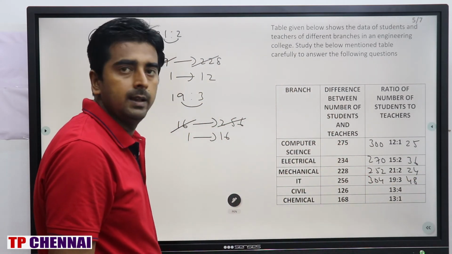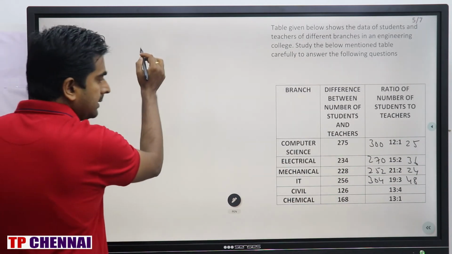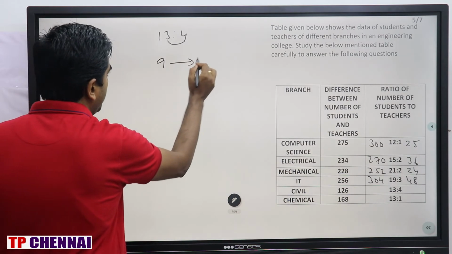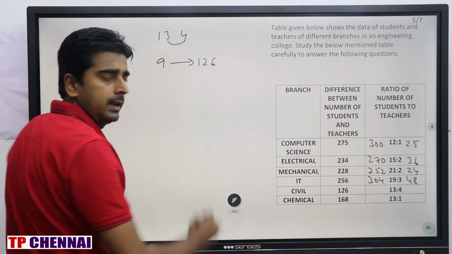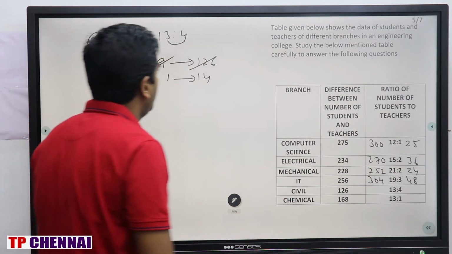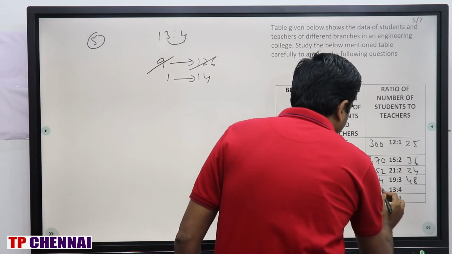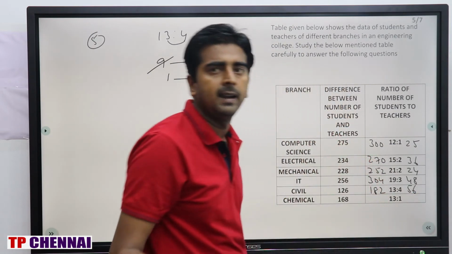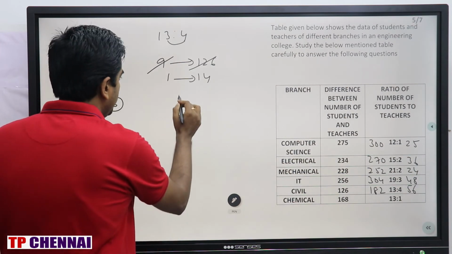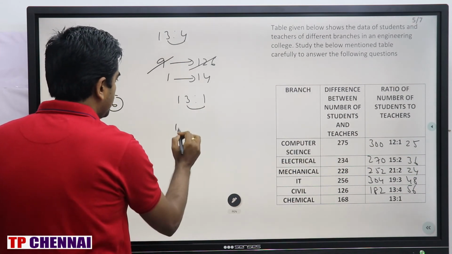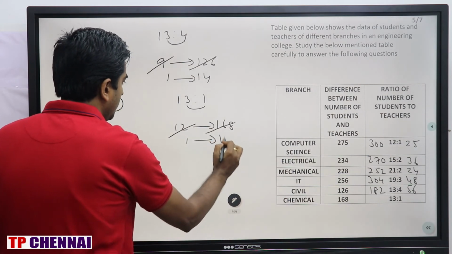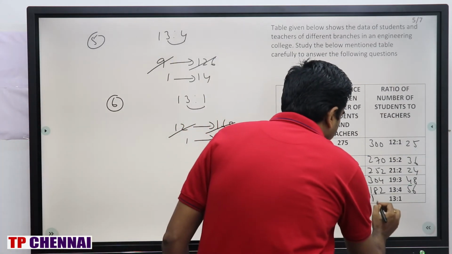Right? Now we see civil. Civil, what is the ratio? 13:4. Difference is 9. 9 parts is 126. Right? So 1 part is 14. So this is 13 into 14, 182 and 56. Right? All are mind calculation. Then last one, chemical. Ratio is 13:1. Difference is 12. 12 parts is 168. 1 part is 14. Again 182 and 14.